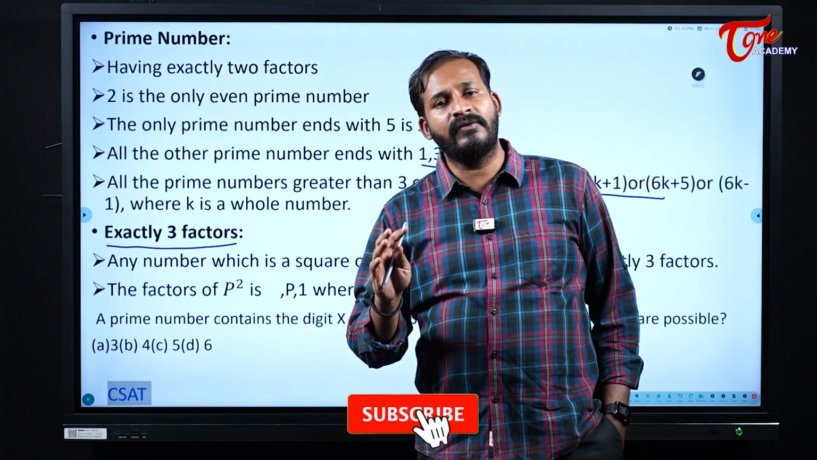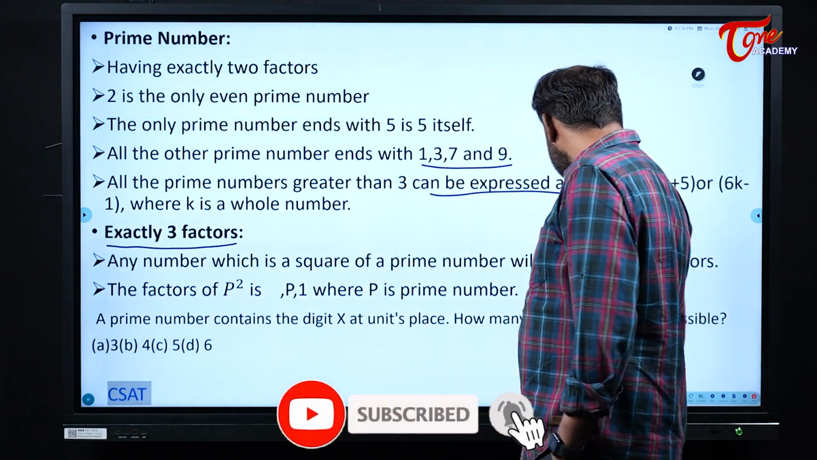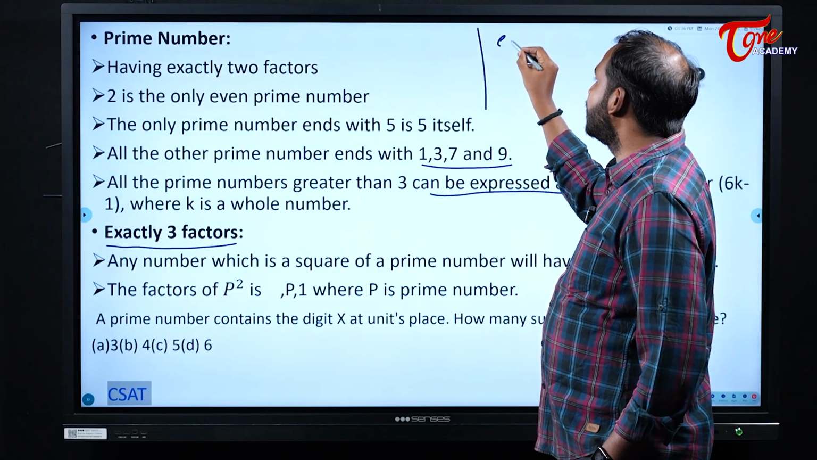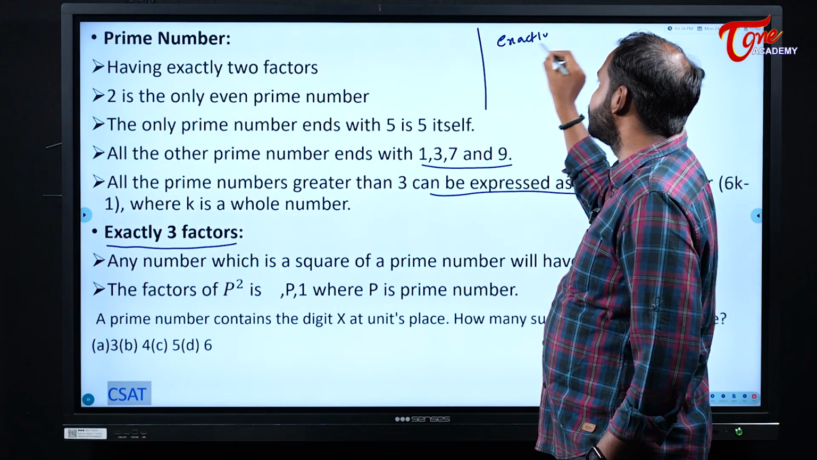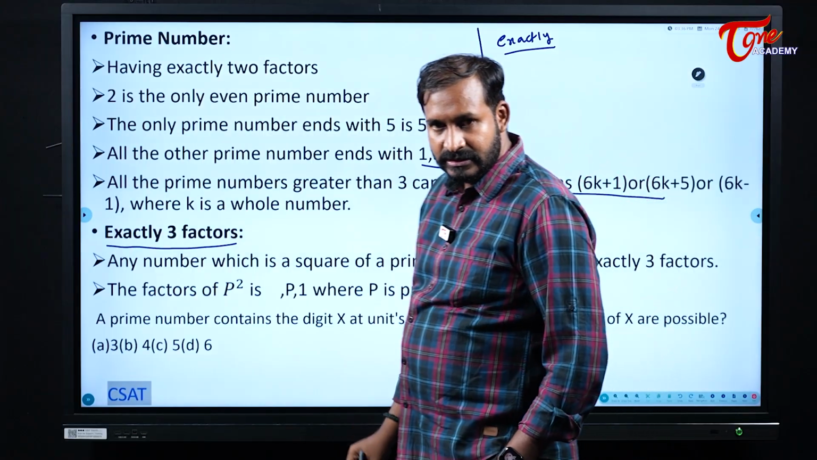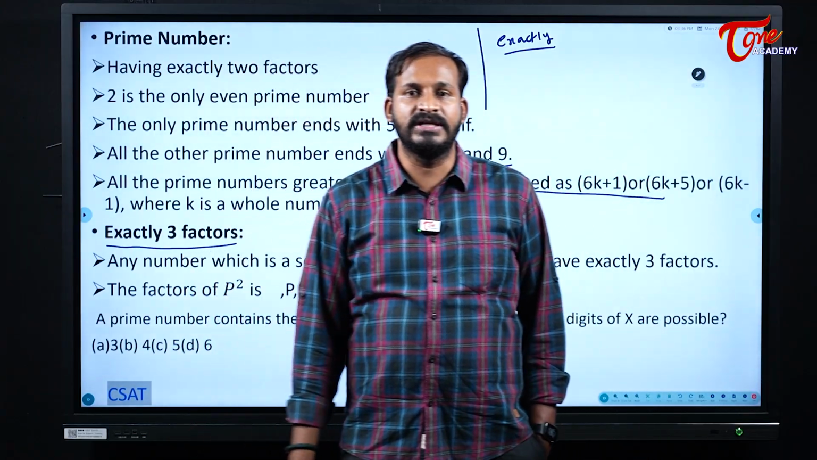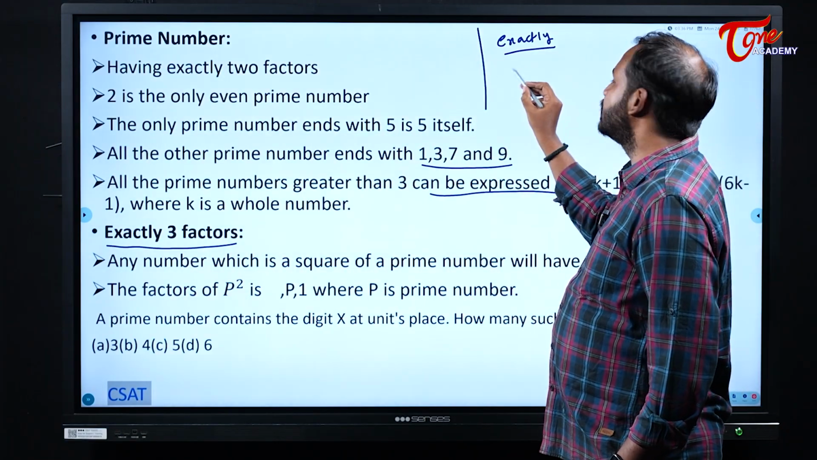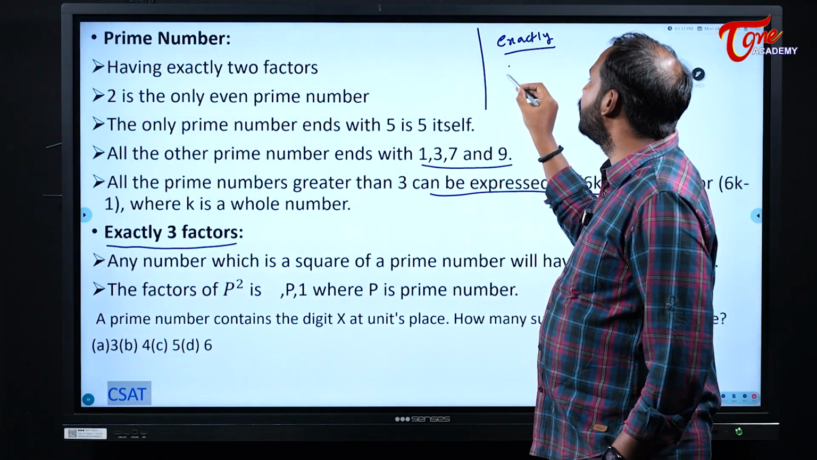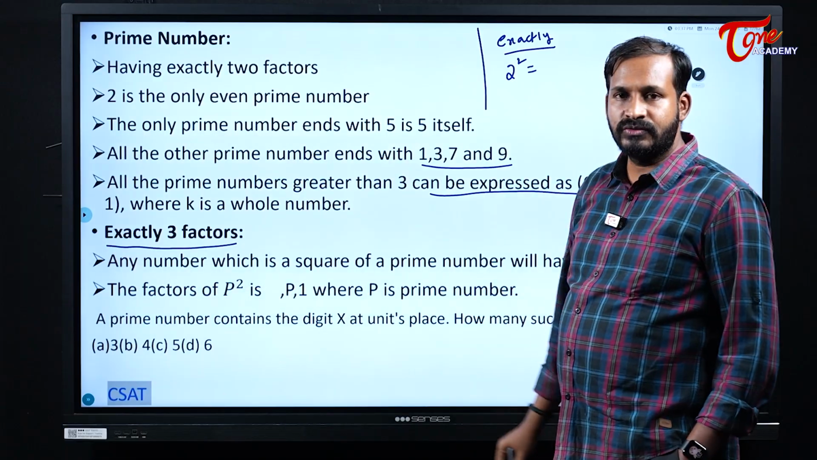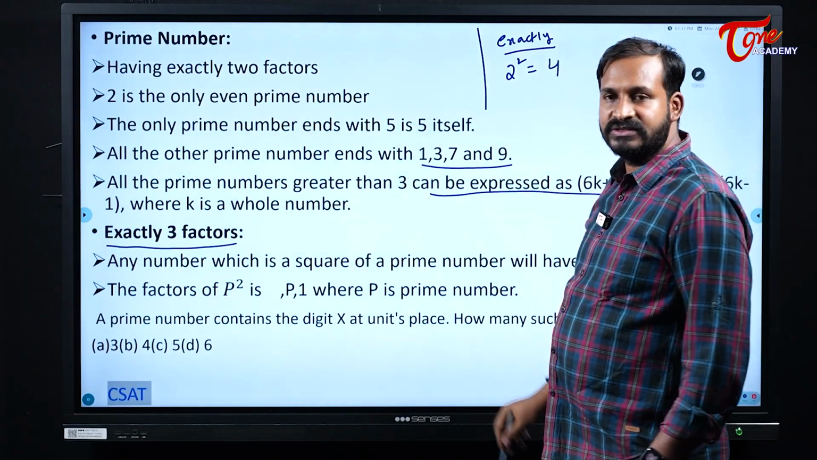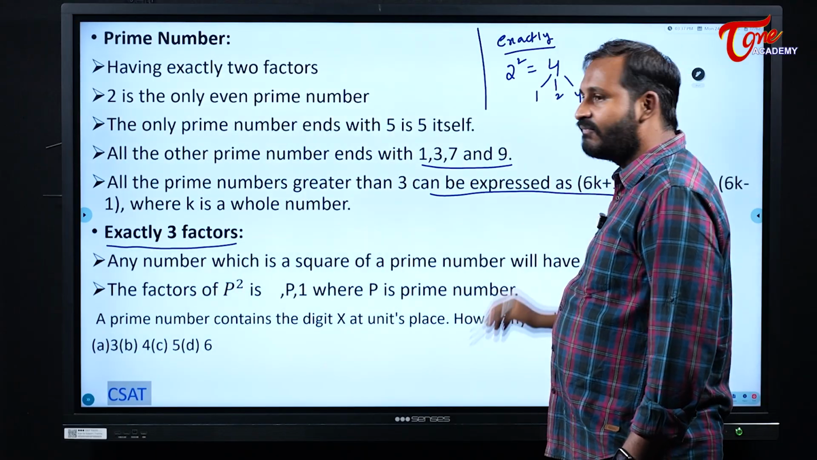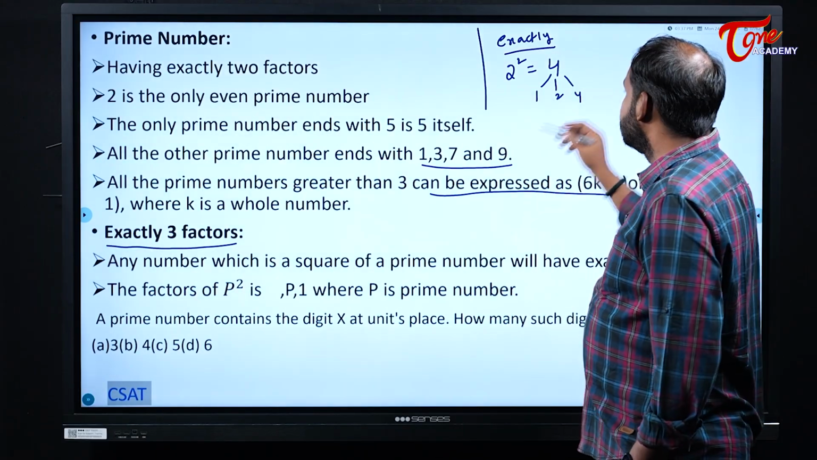Similarly, there is a set of numbers which will have exactly three factors. What are those set of numbers? Squares of prime numbers. Squares of prime numbers will always have exactly 3 factors for us. So what are the squares of prime numbers? Let us check randomly. 2 square is what, students? 2 square is 4. So the number of factors for 4 are what? Please observe 1, 2 and 4. 3 factors are there for 4.